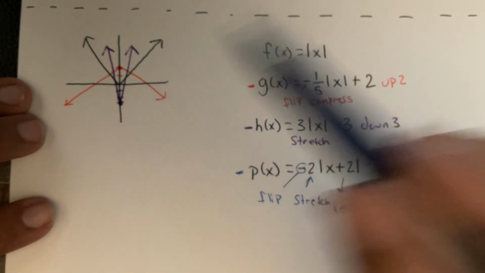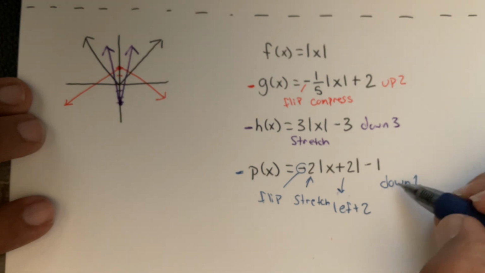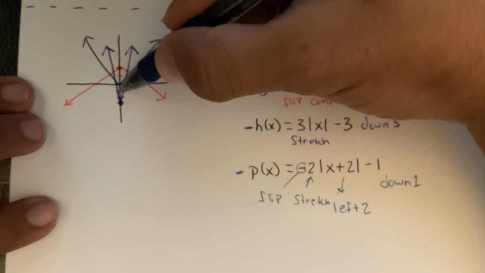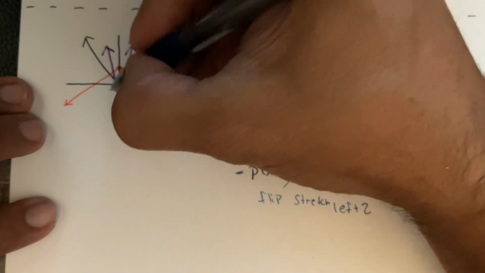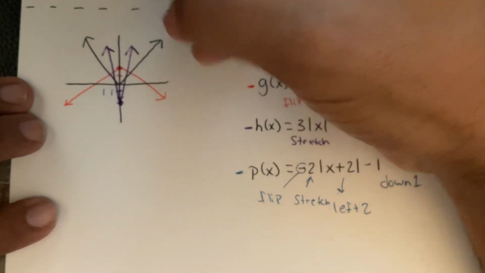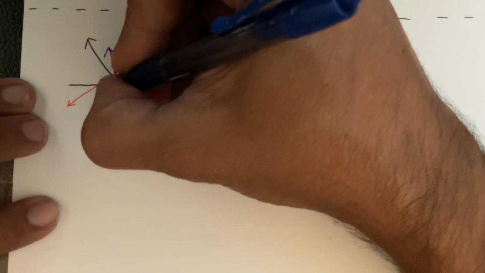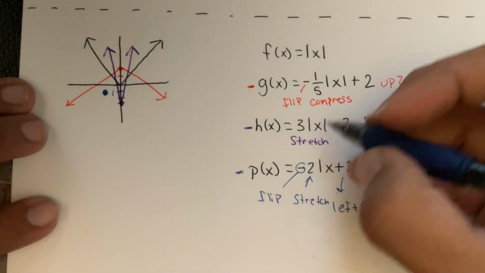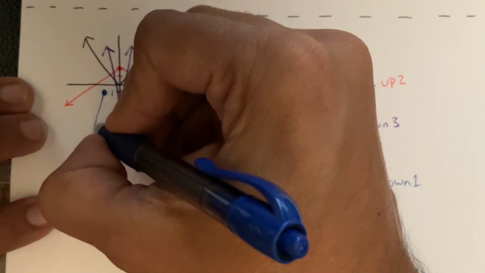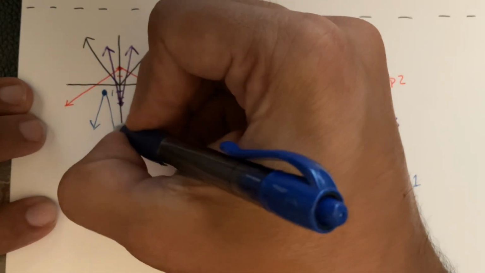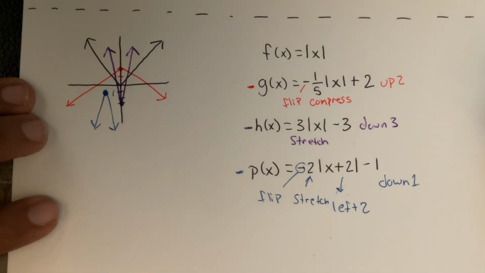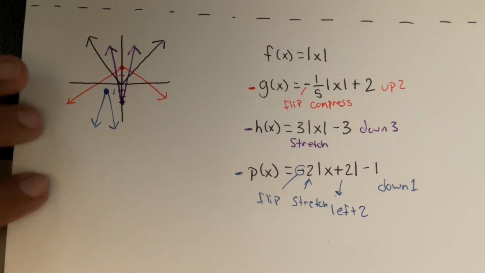If I'm asking you to graph it, you'd have to do what we're doing over here. So I'm going to go down 1. So I've gone down 1. I'm going to go to the left 2. So 1, 2. And that's my movements. Now it's going to be stretched and it's going to be flipped. So it's going to be skinnier. And it's going to go in the down direction. And that's it. I hope that was helpful.